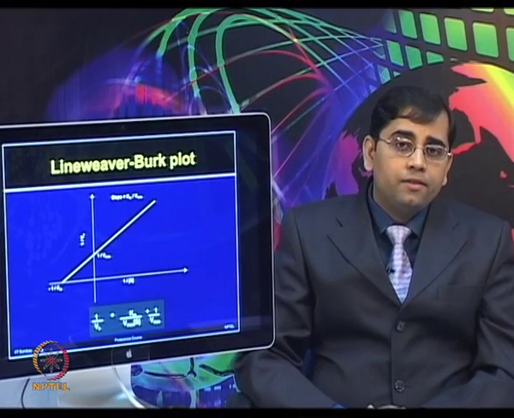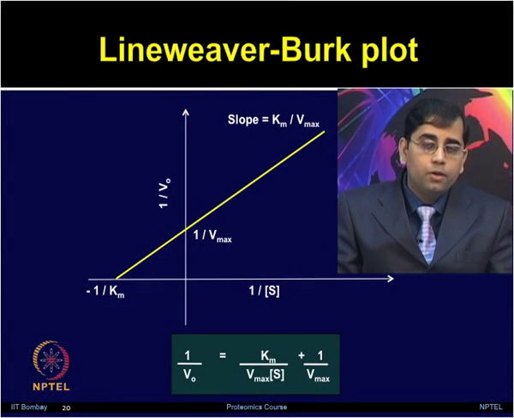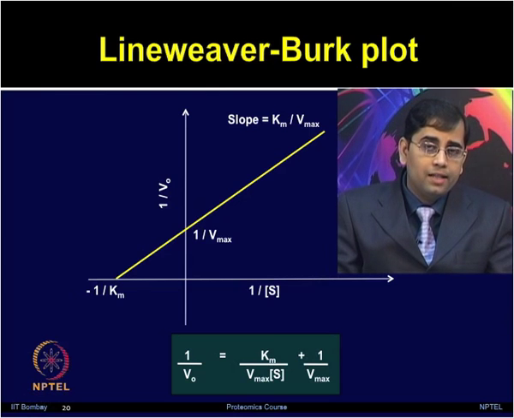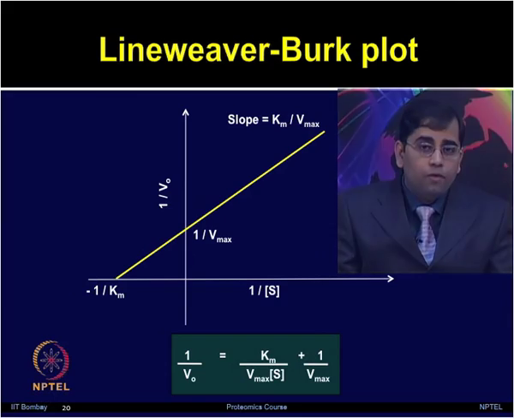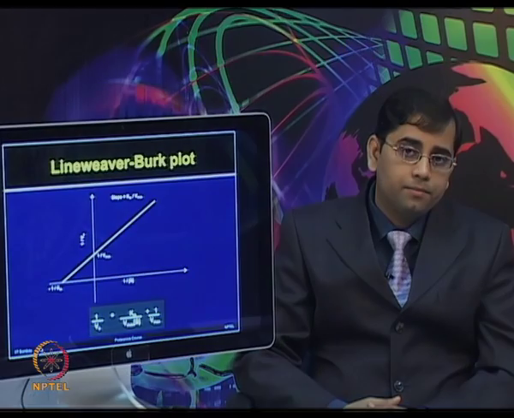So, another scientist gave the Lineweaver-Burk plot or double reciprocal plot, which is a plot of 1/V0 versus 1/S. It is the reverse of the V0 versus S plot which was taken in the case of the Michaelis reaction.